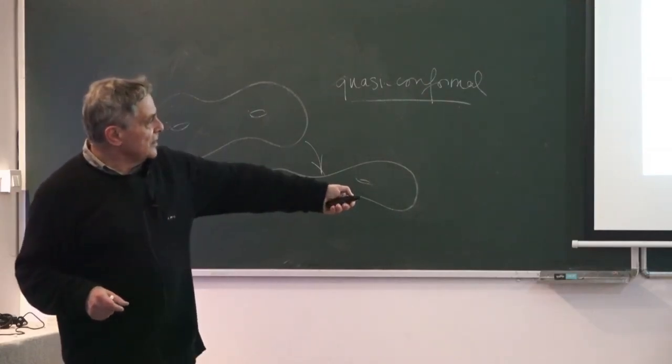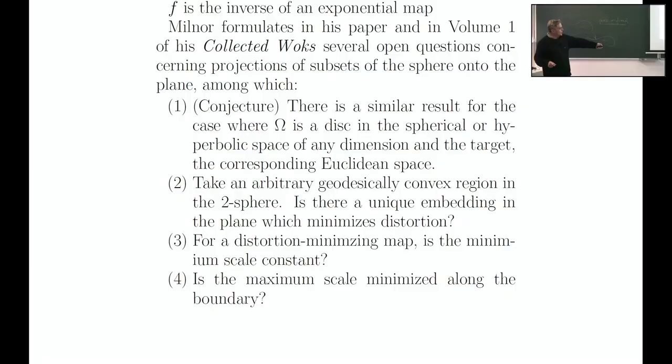So here Milnor is asking an analogous question. I don't think he had in mind the quasi-conformal theory, but he is asking the same question. For a distortion minimizing map, is the minimum scale constant on the whole surface? And then number 4, is the maximum scale minimized along the boundary?